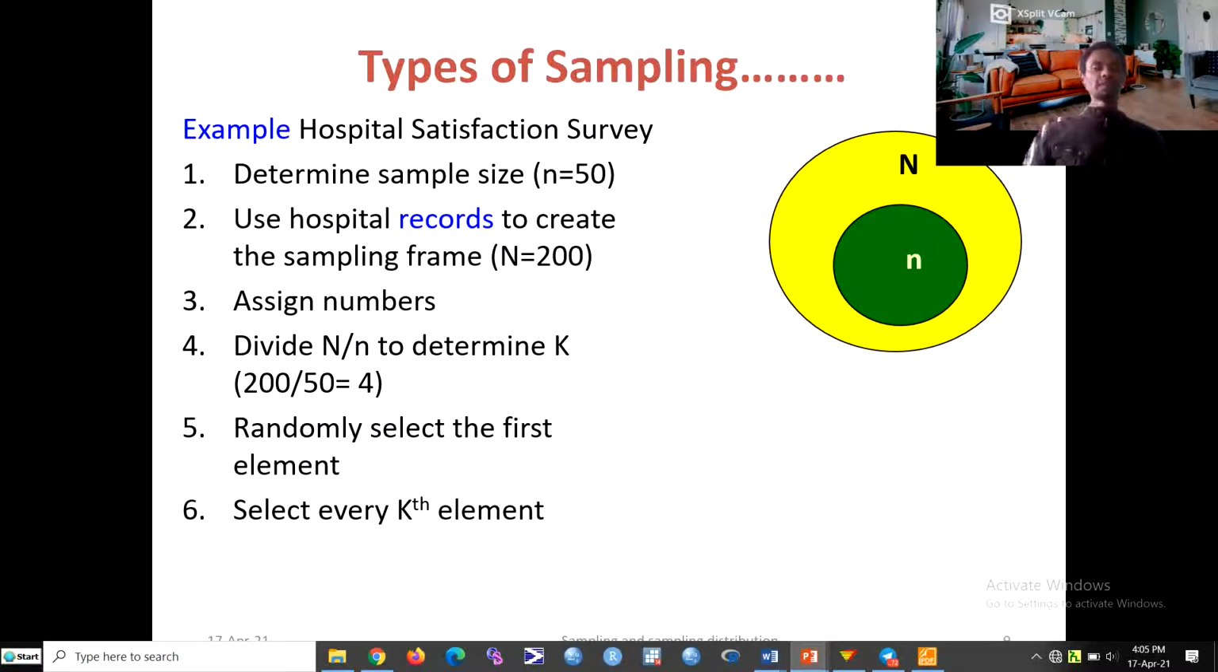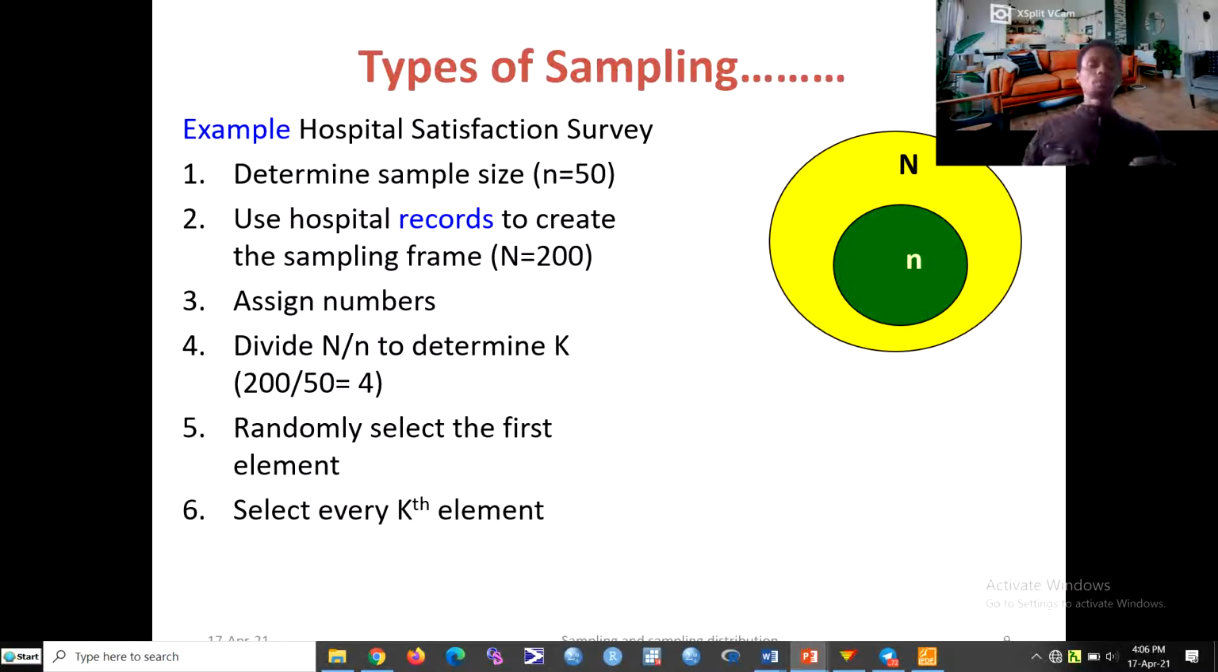Now let us assume that my survey is a hospital satisfaction survey. Yes, and my sample size n is equal to 50, and I have a total population of 200. That's capital N, right? Yes, and I have to assign numbers to every one of the 200 individuals: 1, 2, 3, 4, 5, 6, 7, up to 200. Right? I will assign a number.